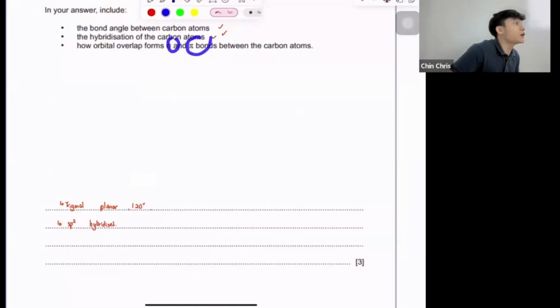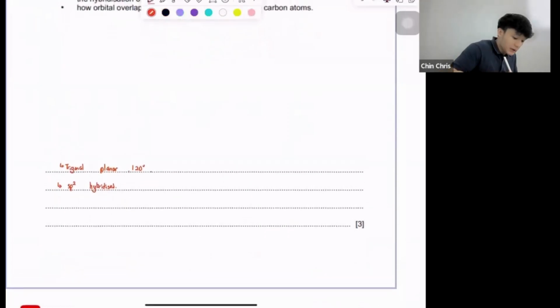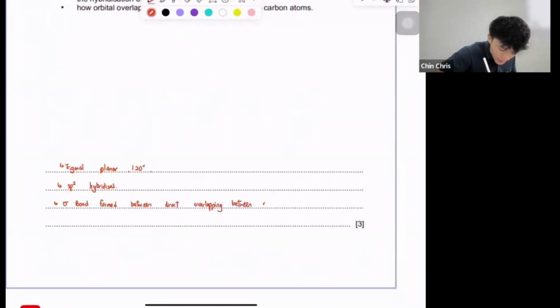How a sigma and pi bond is formed. How is a sigma bond formed? Sigma bond is formed between a direct overlapping between sp2 orbitals. Correct.